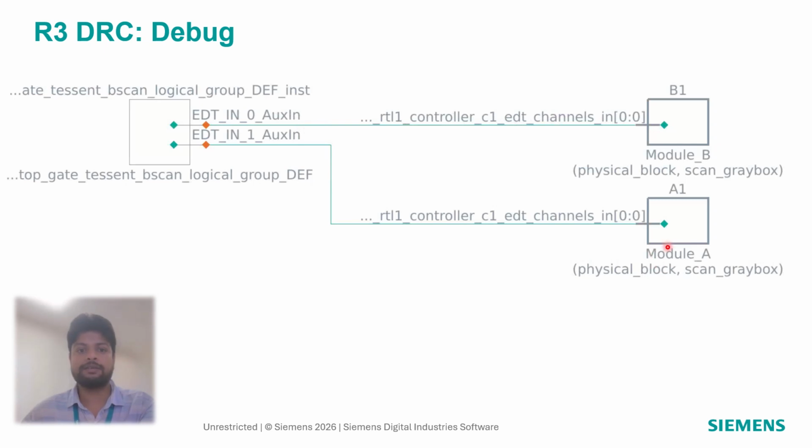In this case, we are using the second method, where we are connecting EDT channels of module A to input 1 and EDT channels of module B to input 0. This method fixes the R3 DRC.